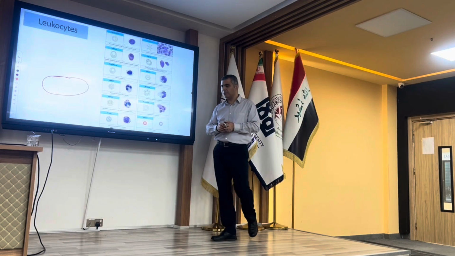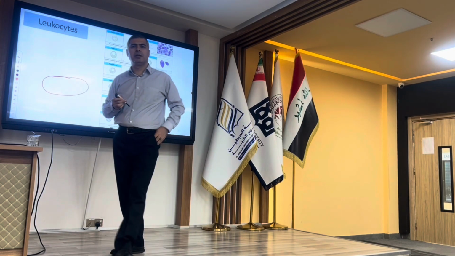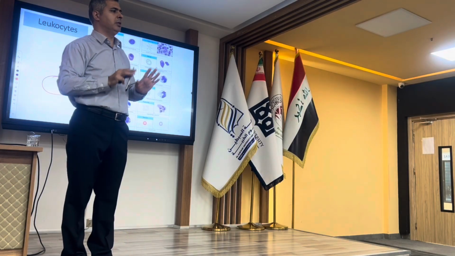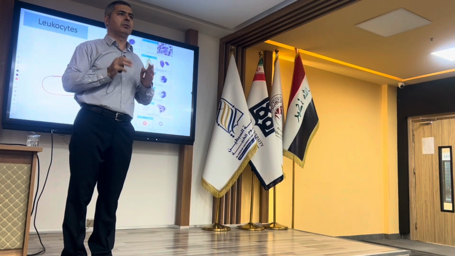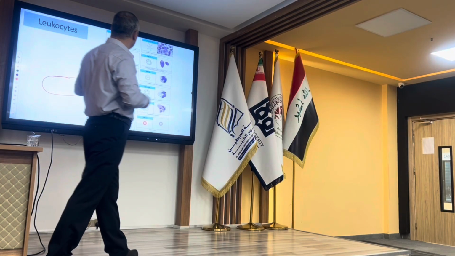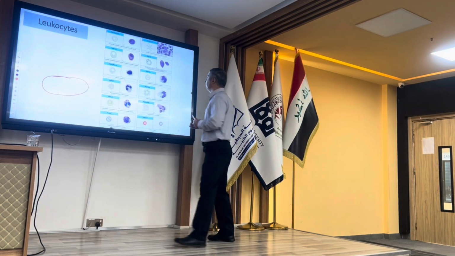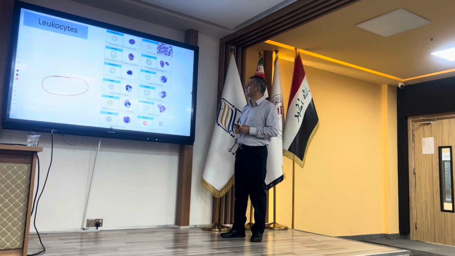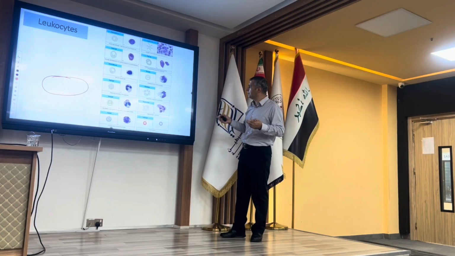So now I'm going to talk about different cells of the immune system in summary. I'll try to talk about them very shortly, as much as possible. You know that we have many types of cells with different morphology, different appearance, and different functions as well. And we have different categories among them.